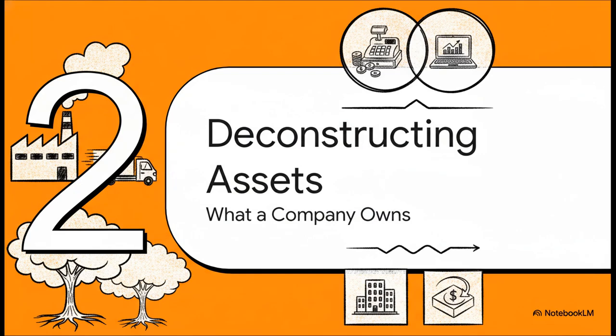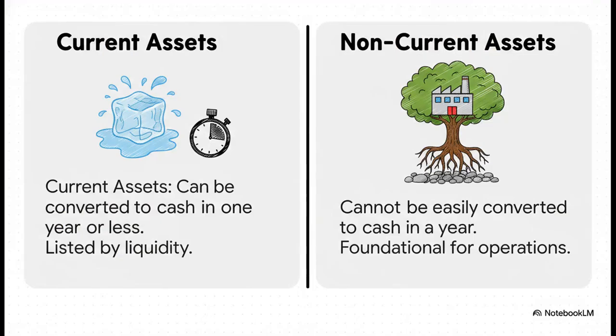All right, we've got the equation down. So now let's start taking it apart, starting with the first piece, assets. And we're going to use a classic consultant's tool here called MECE. It just means breaking things down in a way that's logical and complete, so we don't miss anything. So at the highest level, you can slice assets into 2 clean categories.